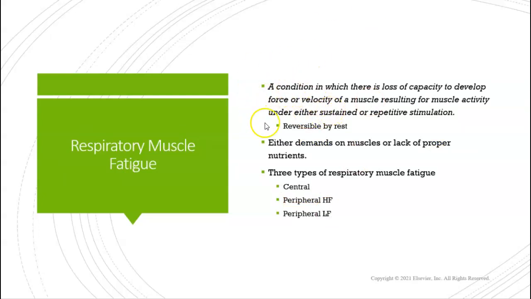So respiratory muscle fatigue is a condition where there's a loss of capacity to develop force or velocity of those muscles. This is usually reversible with rest. So after we rest the patient, it's going to get better. This can happen because of the demands on the muscles, like we're making them breathe really fast or breathe really deep, or because of lack of proper nutrients. That can happen a lot in our ICU patients, especially if they've been on the ventilator a long time and not eating. They might be lacking the nutrients to successfully wean off the ventilator.